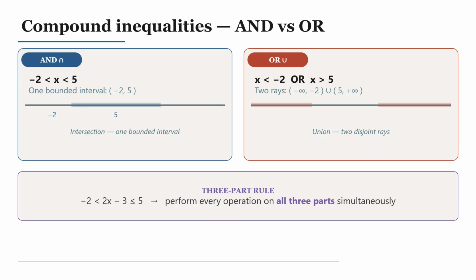When you do have a 3-section and, like negative 2 is less than 2x plus 3 less than or equal to 5, perform every operation on all 3 parts simultaneously. Add 3 across all 3. Divide by 2 across all 3.